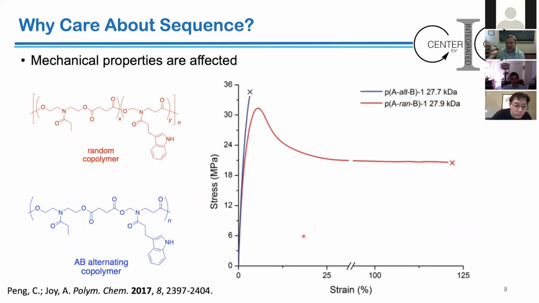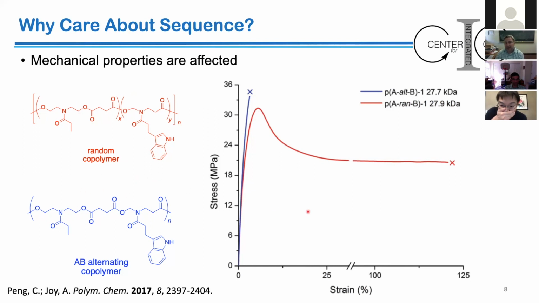And so, Nate, here's another example where we can look at mechanical properties of a sequenced polymer. So here is a polyester where we have a random copolymer of these two monomers. And we can compare it here to the blue one, which is an AB alternating copolymer of those two polyesters. So this is a random sequence, and this is alternating, of these two polyesters.